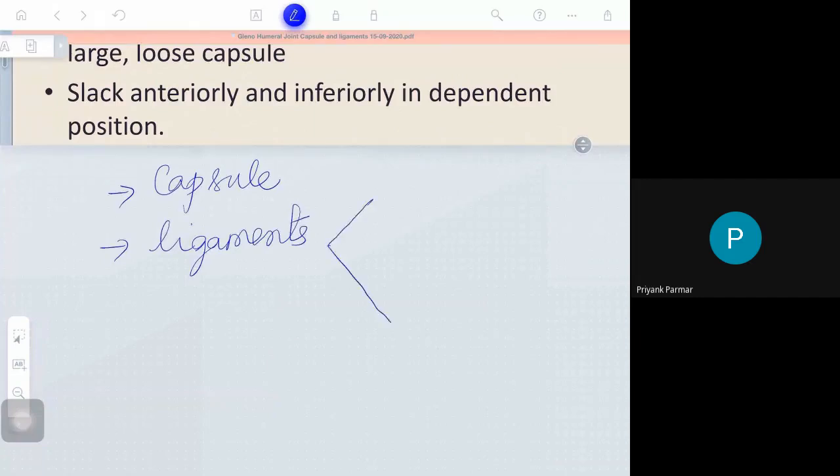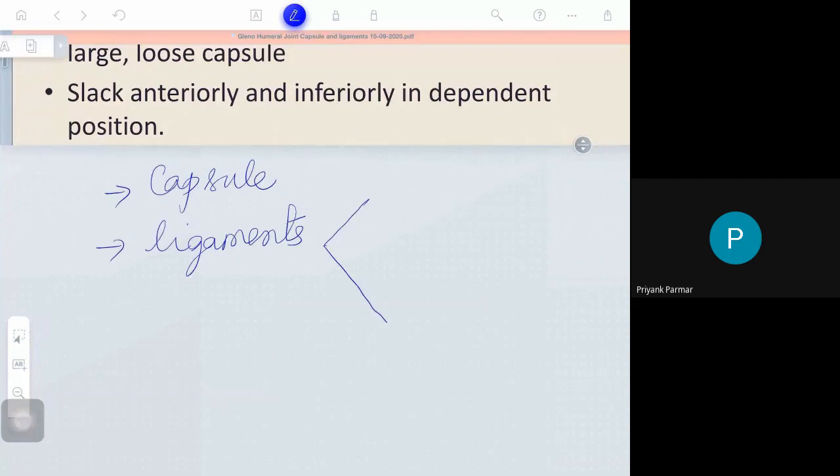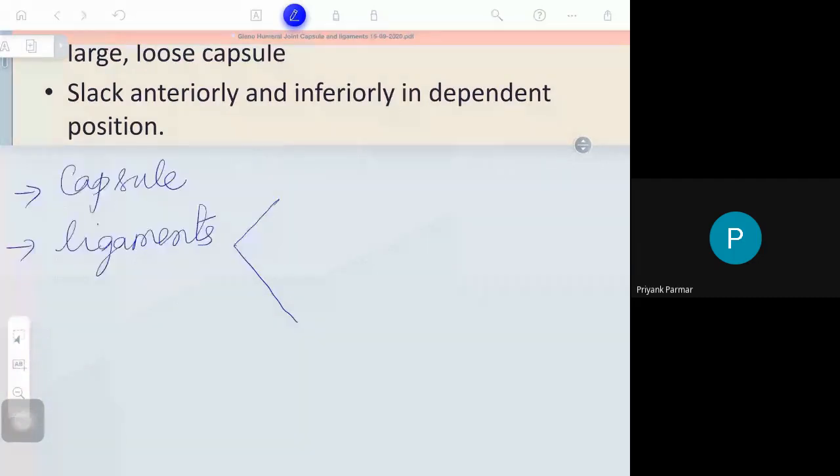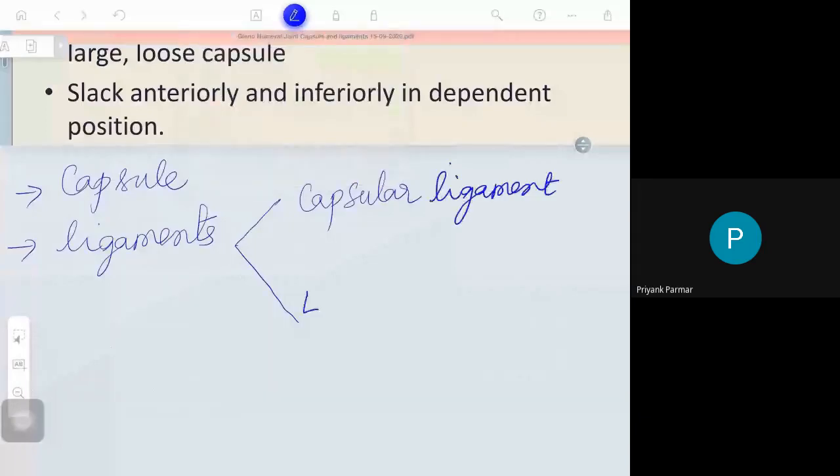Listen carefully. The ligaments are classified under two types. One is called a capsular ligament, and the second one is called an extracapsular ligament. Clear? So there are two ligaments: capsular ligaments and extracapsular ligaments.